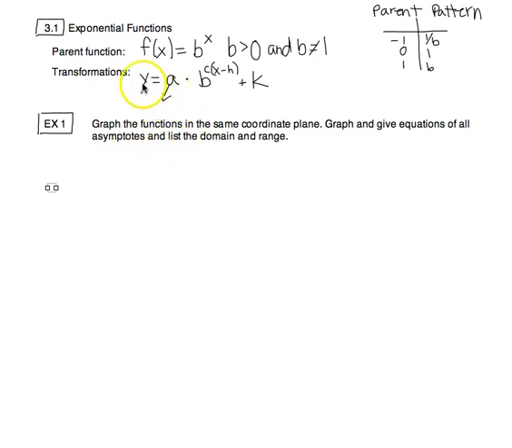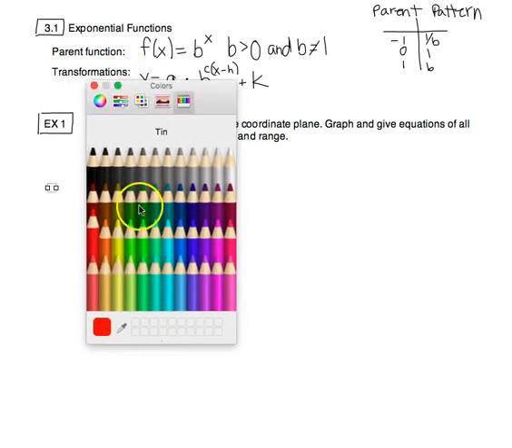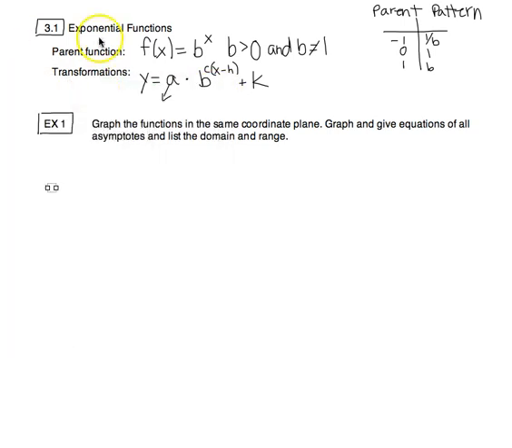For some reason, my colors aren't working today. You can see on my colors, I have selected maraschino cherry, but it's still drawing in black. So sorry about that. Guess we're not going to have any color coding today.